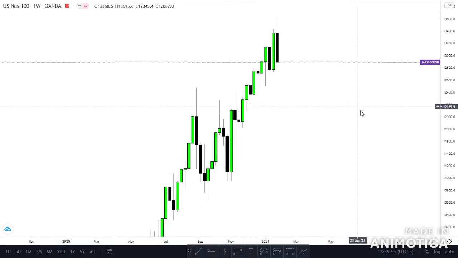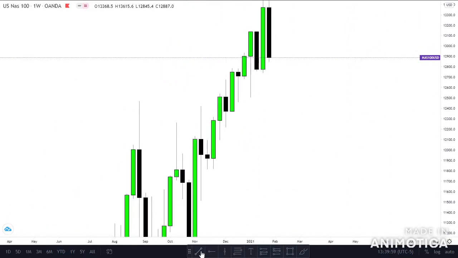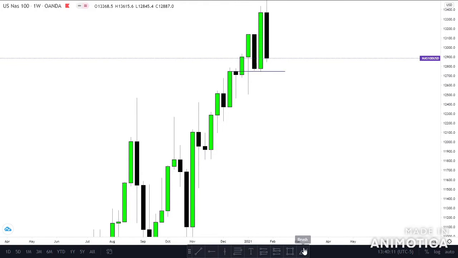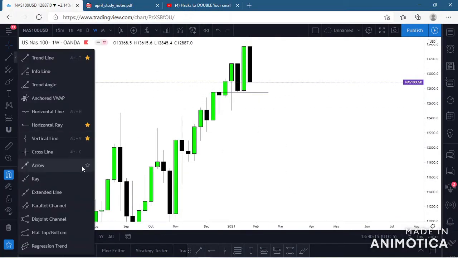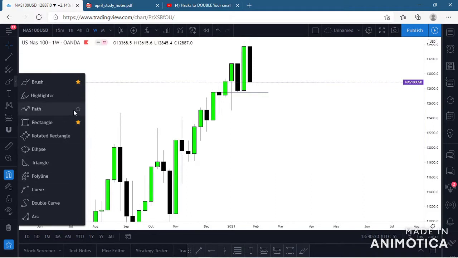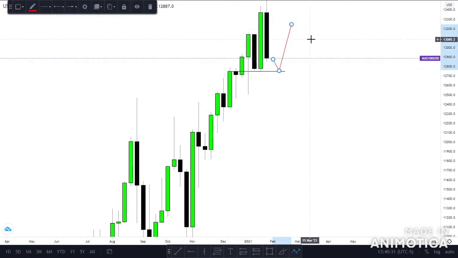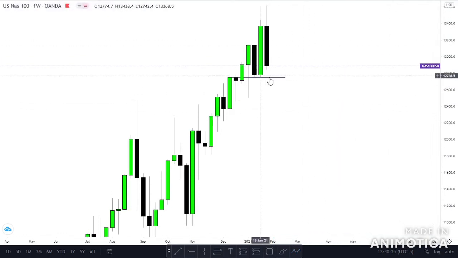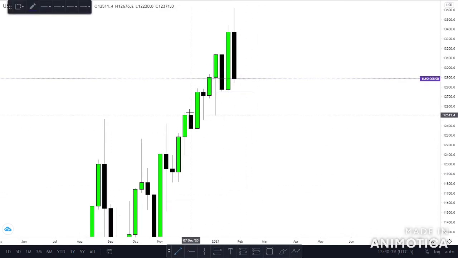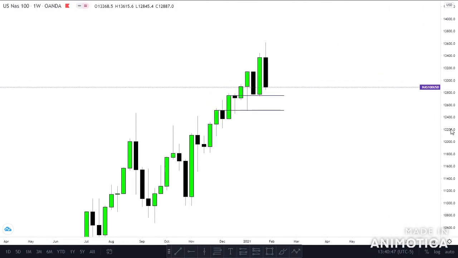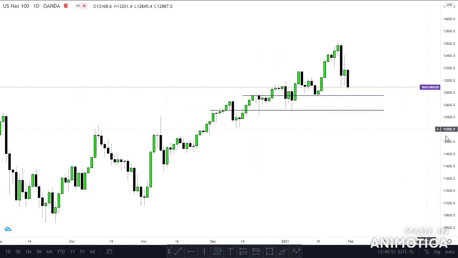So as you can see on the weekly time frame, we are approaching this structure right about here, which then we might get a rejection. Let me just get out this. Where's that tool? So we might get a rejection off here and then a move upwards. But if we decide to move lower, we do have structure right about here. So that's our two weekly structures. Let's head down to the daily time frame.